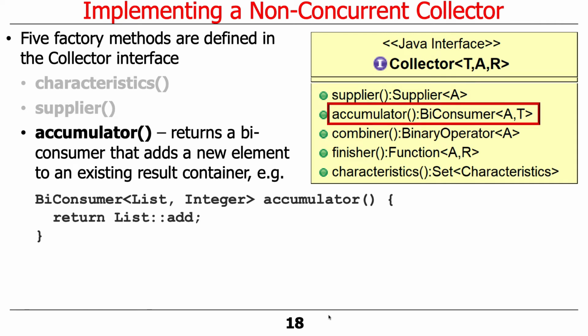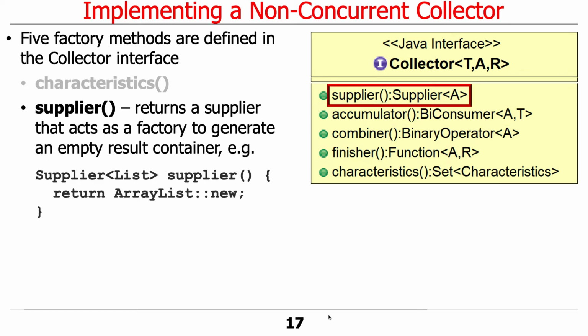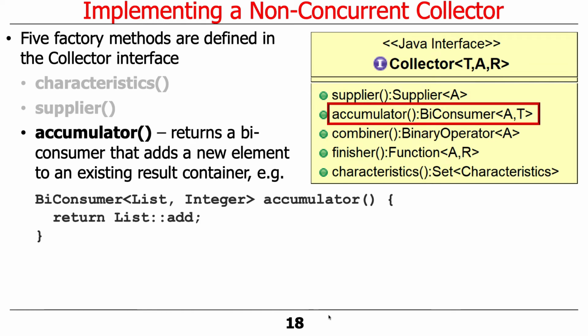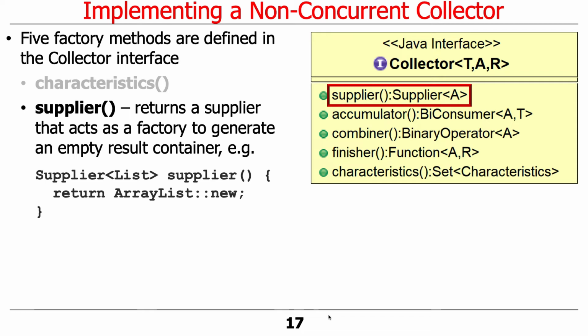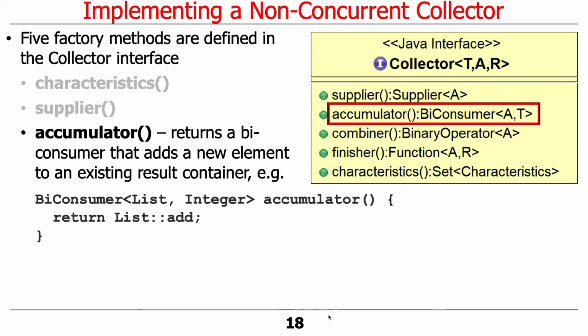Accumulator is a factory method that returns a BiConsumer that knows how to add a new element to the existing mutable result container, which was already created by the supplier. So let's assume, for the sake of argument, we've got a list. Then List::add is a method reference that describes a BiConsumer that takes a list and an integer and adds the integer to the list. And of course, the list it's adding to, in this case, will be the one that was created by the supplier. So this is how the streams framework makes the mutable result container, and this is how we say how we're going to add the next item to it, through the accumulator.